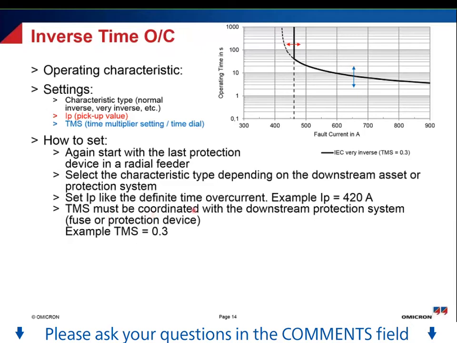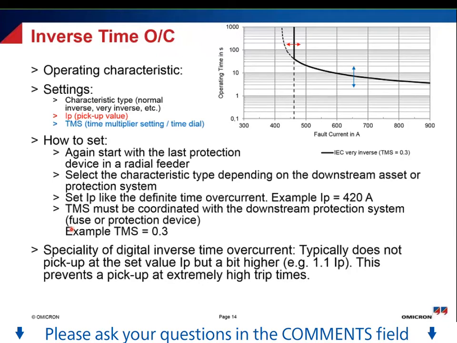This must once again be coordinated with the downstream protection system, for example, with a fuse or protection device, and it must be made sure that there is no overlapping of the different characteristics. Typically, you draw the different characteristics of the different protection devices into one diagram and see whether one curve cuts through the other curve. You just need to avoid that one cuts through the other curve. If this happens, then you need to change some settings in some relays.